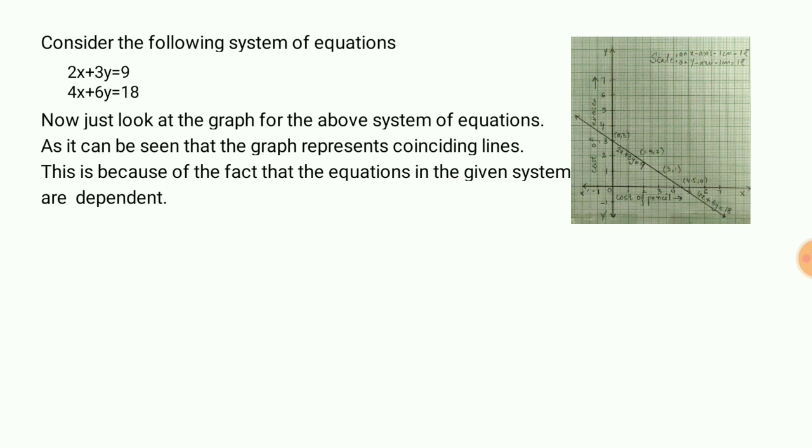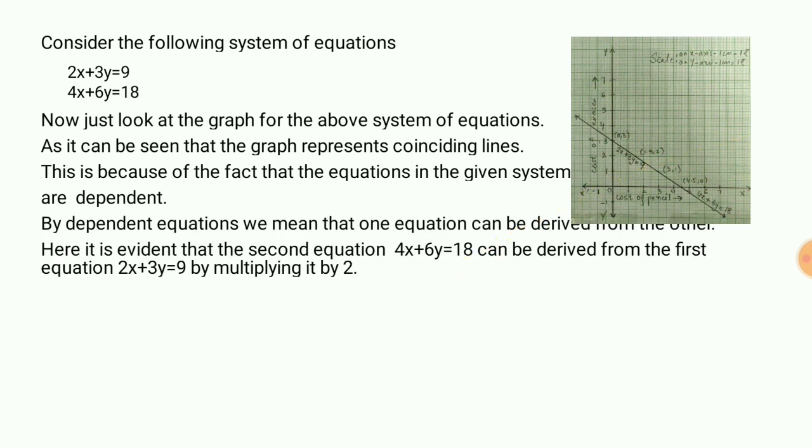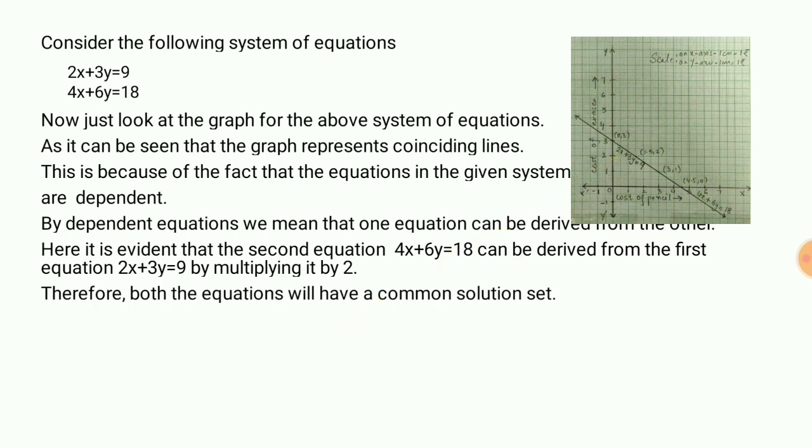This is because of the fact that the equations in the given system are dependent. Another new word that you're coming across, dependent. By dependent equations, we mean that one equation can be derived from the other. Here it is evident that the second equation 4x plus 6y equal to 18 can be derived from the first equation simply by multiplying by 2, and we say that the second equation is dependent on the first equation. Therefore, both the equations will have a common solution set.